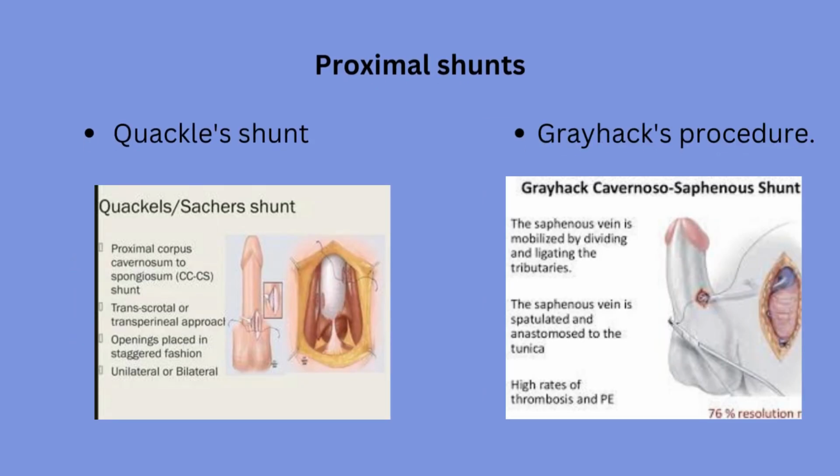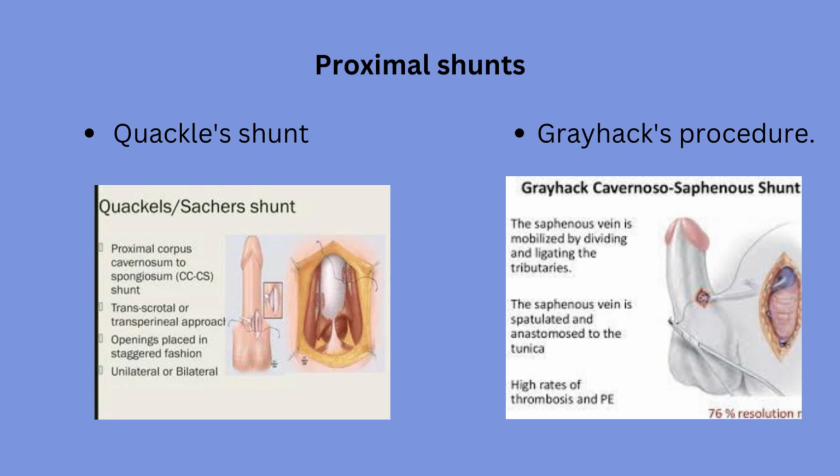Proximal shunts. First technique is Quackel shunt. Open proximal, corporospongiosal shunts. Through transscrotal or perineal approach, to create communication between corpora cavernosum and spongiosum. Possible complications include unwanted urethral cavernosal fistula, urethral strictures or development of cavernositis.